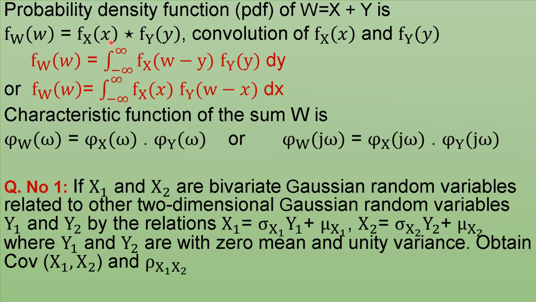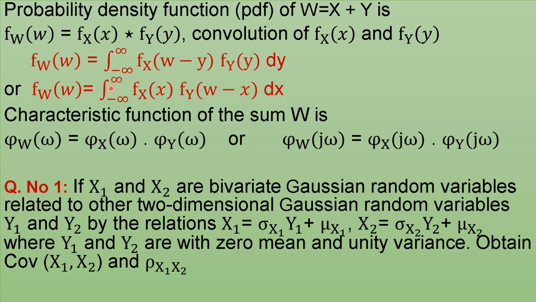Convolution of two functions, which is also denoted as the integral from minus infinity to plus infinity of fX(w minus y) into fY(y) dy, where fX is the probability density function of the random variable X, and fY denotes the probability density function of the random variable Y.